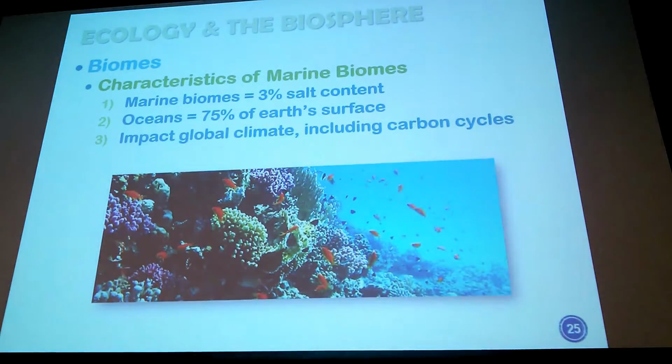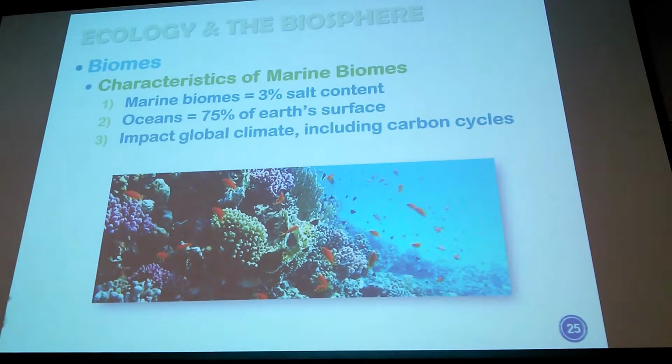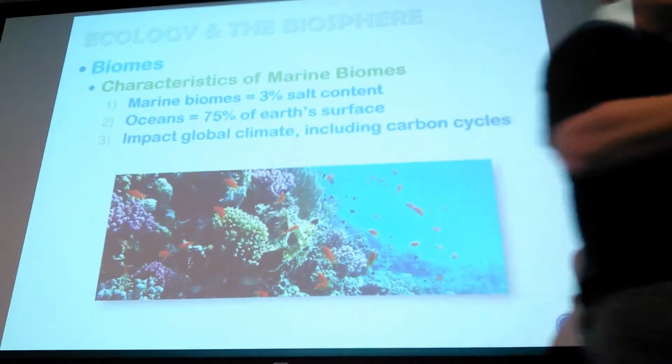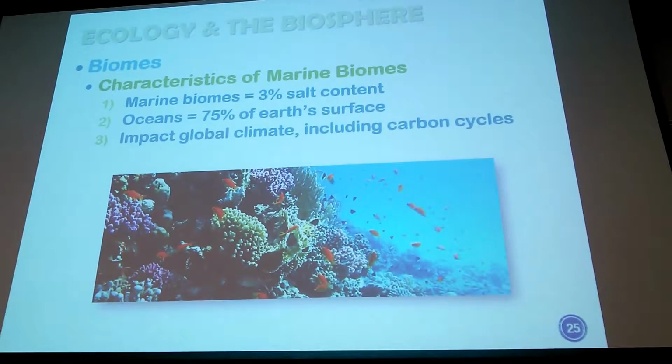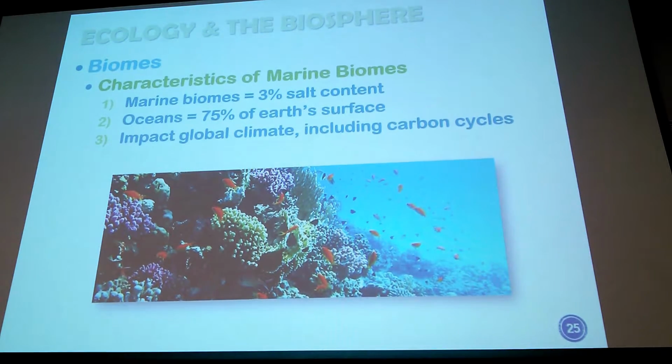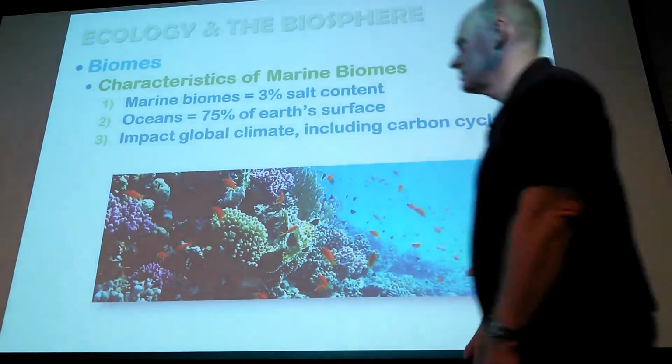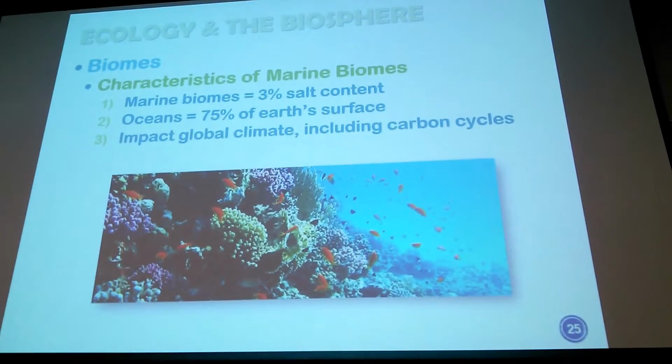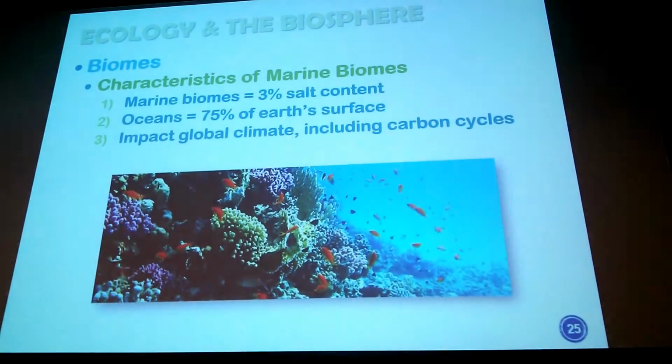I'm going to talk about characteristics of marine biomes and characteristics of freshwater biomes. Like everything else I try and do, I set this up so it's easy for you to remember. Try and keep the facts, the numbers, the stats pretty much consistent from one area to the next. Marine biomes, they have about a 3% salt content. Doesn't sound like much, but that's what makes the ocean salty. Oceans cover 75% of the Earth's surface.